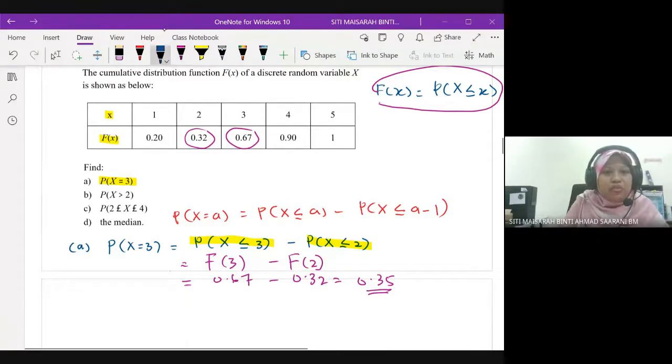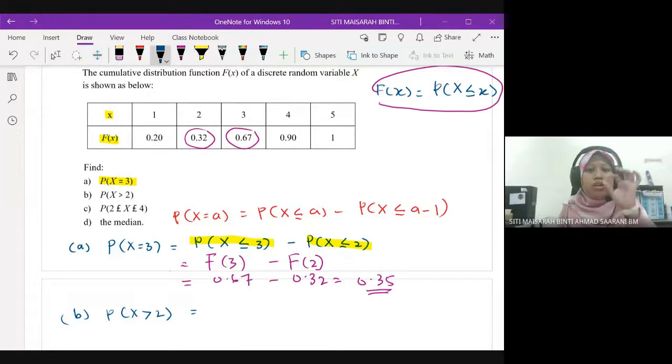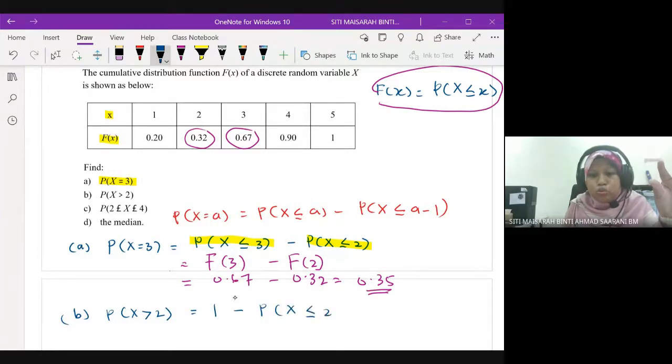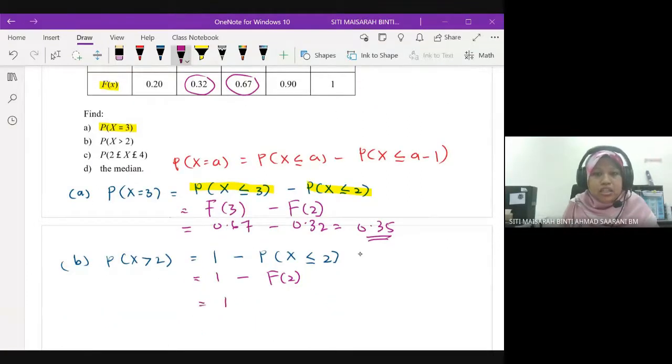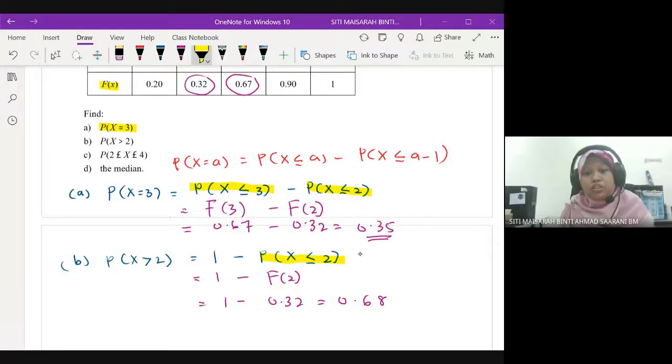Okay, so then untuk B, probability X more than 2. Okay. Kalau nak guna kumulatif, dia kena guna simbol dia less or equal. Kena ingat kalau nak guna kumulatif, dia mesti less or equal. So kalau less or equal, this one is suppose 1 minus probability X less or equal to 2. So then daripada sini 1 minus F2. Okay. So 1 minus F2. So then 1 minus 0.32. So then we calculate, we get 0.68. Okay. So P(X less or equal to 2) ni, this is actually F2 ya. F2.